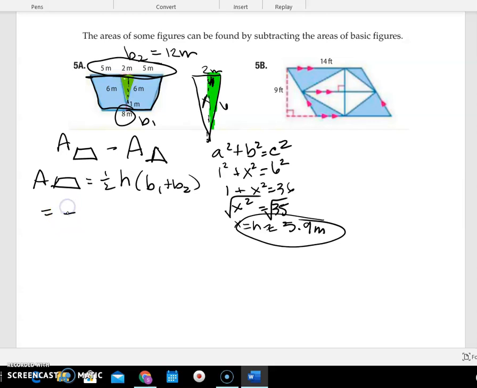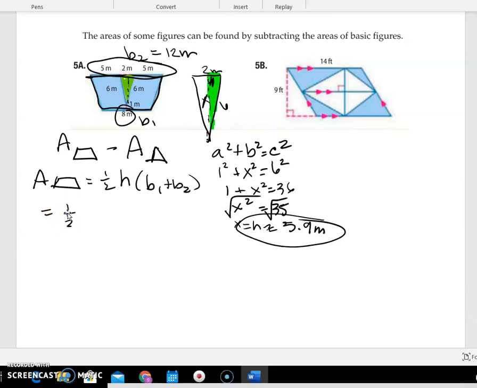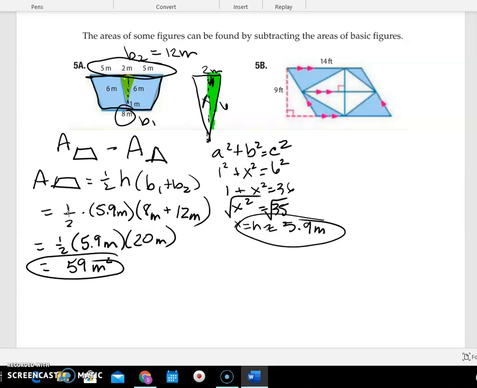Okay, so for the trapezoid, I have 1/2 times the height, which is 5.9 meters. My base 1 was 8 meters, and base 2 was 12 meters. Inside the parentheses, that's going to be 20 meters, and that's going to give me 59 meters squared. So that's my trapezoid.